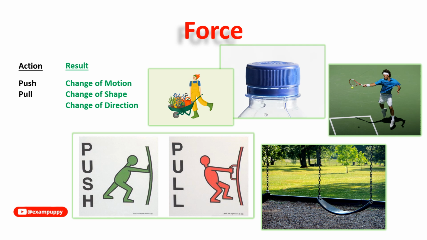On the swing, we apply force to push the child who's sitting on the swing to make it move. And change of direction. Imagine the tennis ball is coming towards us. We hit it back, we apply force to it, and we change its direction. And imagine you are holding putty or Play-Doh in your hand. If you apply force to it, you can change its shape.